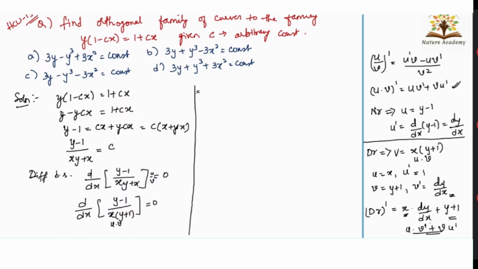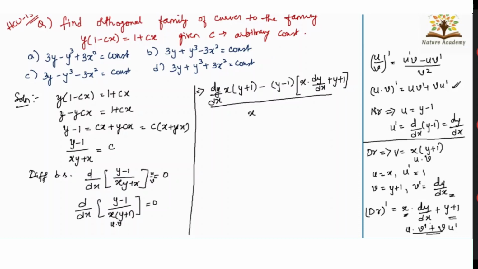So it will be x into dy by dx plus y plus 1. So it will be equal to dy by dx into x into y plus 1 minus y minus 1, because this is u. Again, my v dash will be the denominator thing. What is there in the denominator? x into dy by dx plus y plus 1 divided by v square. v is x into y plus 1.